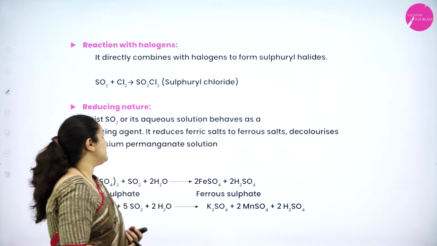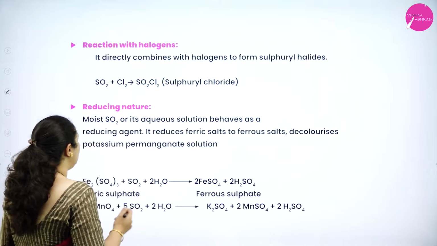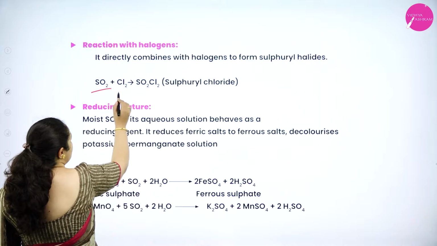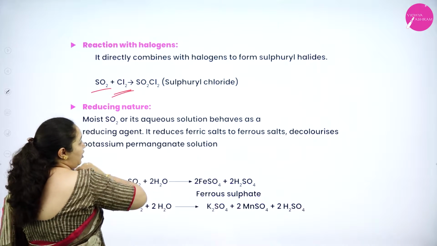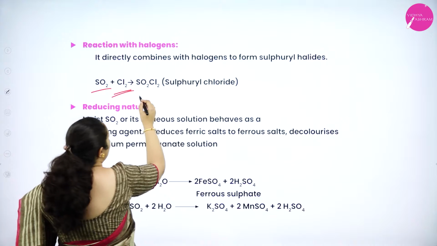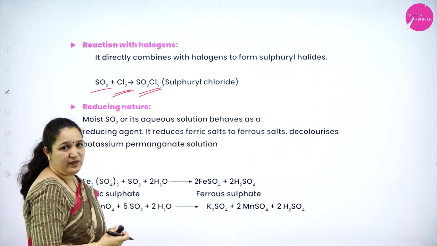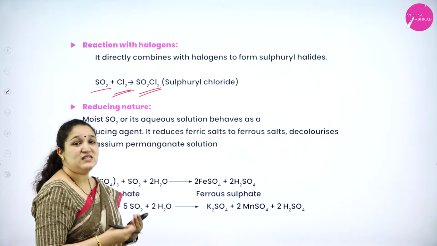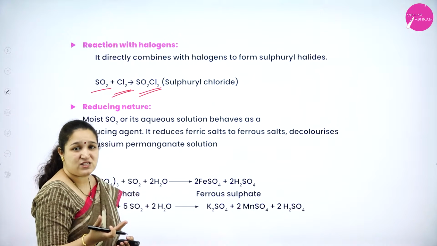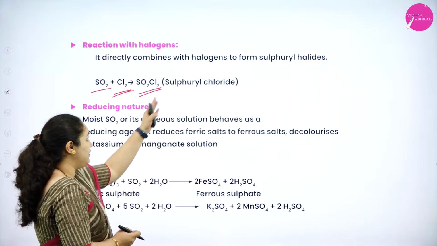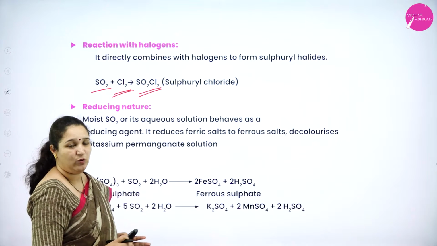Okay. Next is reaction with halogens. Sulfur dioxide, when it combines with chlorine, forms sulfuryl chloride, or with any other halogen we get sulfuryl halides. And we have given the example of sulfuryl chloride over here.